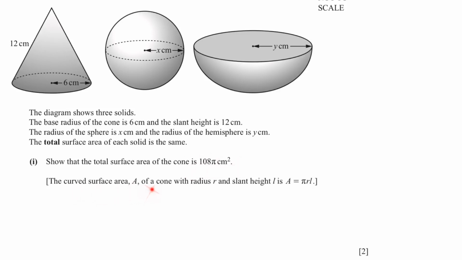The curved surface area of a cone with radius r and slant height L is A is equal to pi r L. A cone has two areas. One is the curved surface area and the circle which is down. So the total surface area is equal to the curved area, which is pi r L, plus the circle that we have below here, pi r squared. Replace the values you got. r is 6 and length is 12, plus pi into 6 squared.